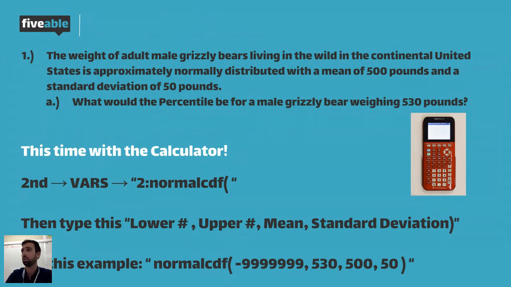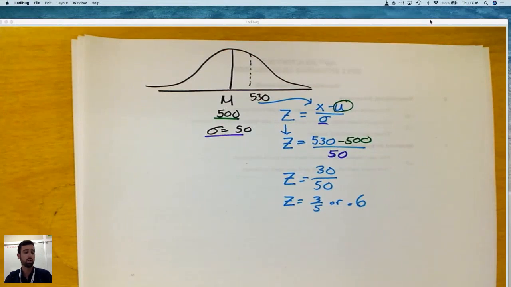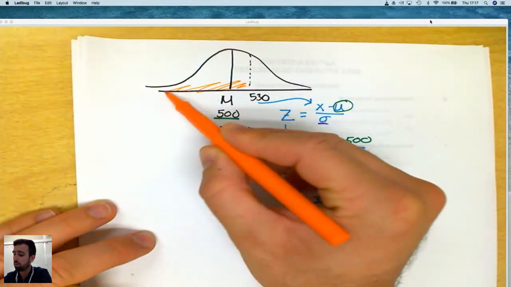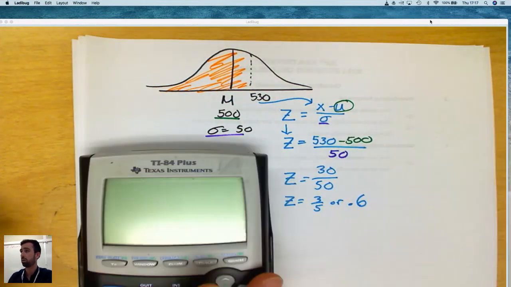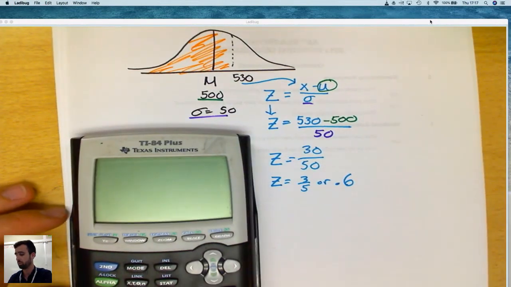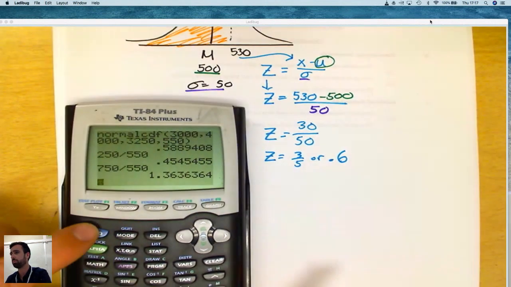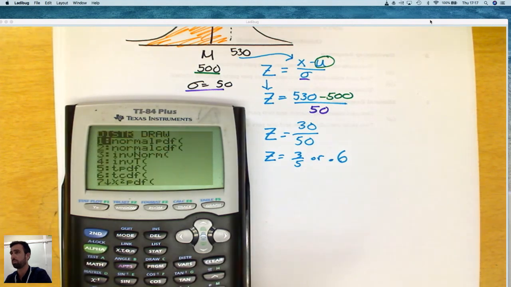Okay, and let me show you what that looks like on the calculator. So once again, we're trying to find how much data falls below this value. So we're going to go to our calculator, turn it on. We're going to hit that second button right there, and then the vars button right there. Actually, let me clear everything first. So second vars, we're going to go down to normal CDF.